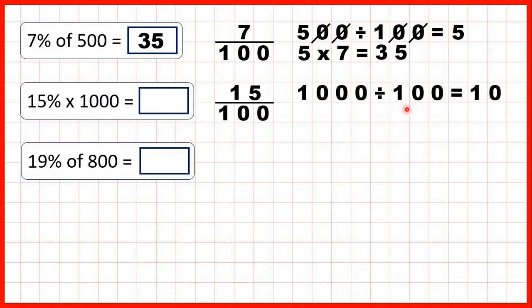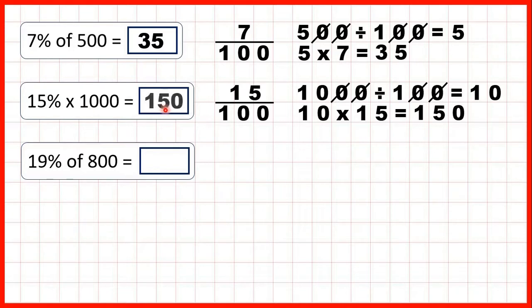That's 10, because again we can cancel the two end zeros in the division question, and then 10 divided by 1 is 10. So now we can take that answer, take that 10 and multiply it by the numerator, so work out 10 times 15. That's 150, so 15% times 1000 is 150.